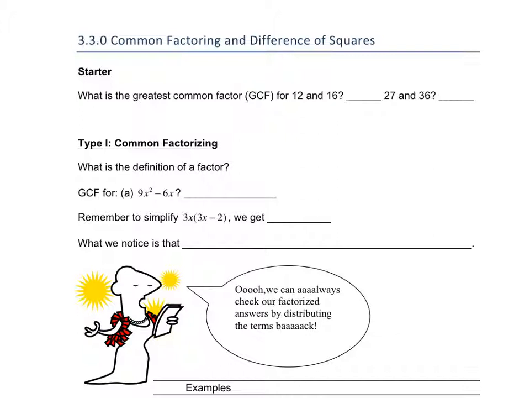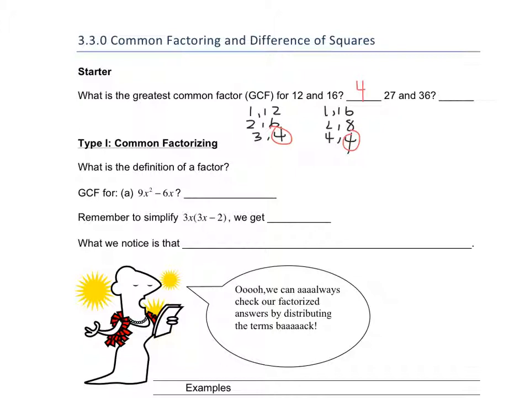Well, 12 and 16, I can list my factors if that helps. My factors of 12 are 1 and 12, 2 and 6, and 3 and 4. And of 16, I can list those factors, 1 and 16, 2 and 8, 4 and 4. And if I'm looking for my greatest common factor, the largest number that divides into both of them would be 4.